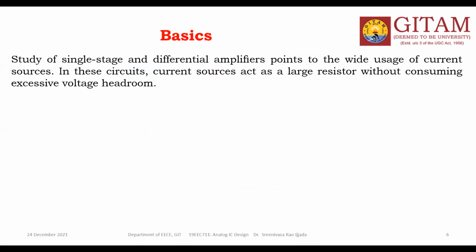So as the basics, why we need to go for the current mirror circuits? As I told you, we already studied single stage and differential amplifiers. In these two cases we use so many current sources as the load or as the tail current sources. Generally they act as large resistors, without consuming the excessive voltage headrooms.